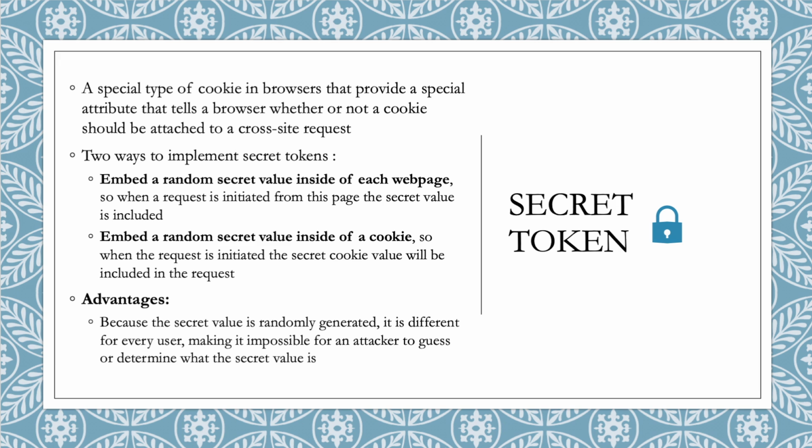The third countermeasure that I'm going to discuss is secret token. This is another special type of cookie in a browser that provides a special attribute that tells a browser whether or not a cookie should be attached to a cross-site request. There are two ways to implement this. One is to embed a random secret value inside of each web page, and the other is to embed a random secret value inside of a cookie. The advantage of this countermeasure is that because the secret value is randomly generated, it is different for every user, therefore making it impossible for an attacker to guess or determine what the secret value is.